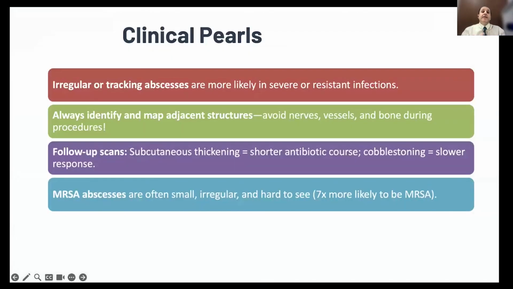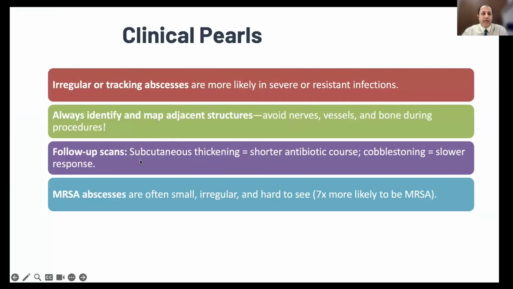So what is the usefulness of ultrasound in the clinical setting? It's not just detecting pus, as we discussed. When you find an irregular or tracking abscess, it may be a more resistant infection, so we are facing more serious cases. And as we discussed before, when doing incision and drainage, we need to map adjacent structures to avoid nerves, vessels, and bone during the procedure.